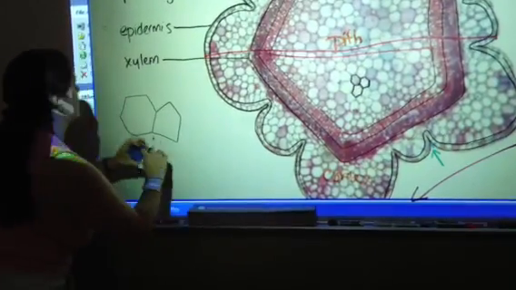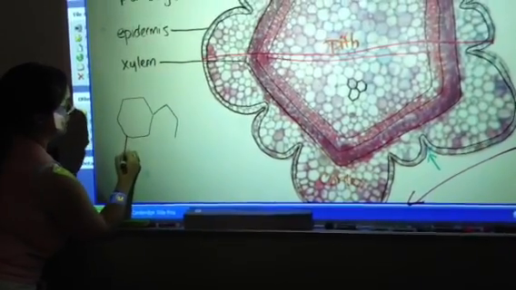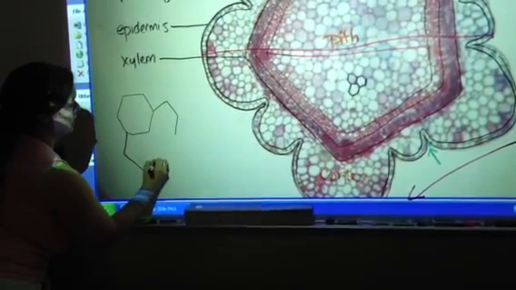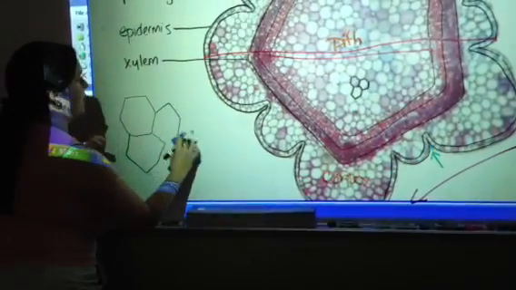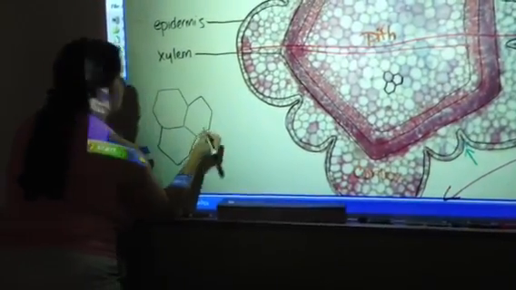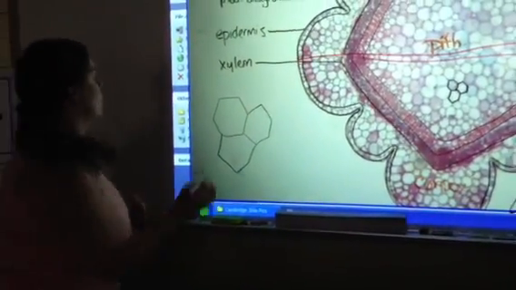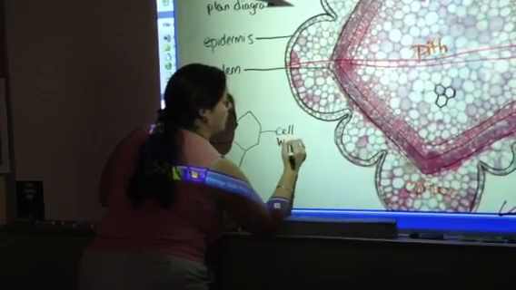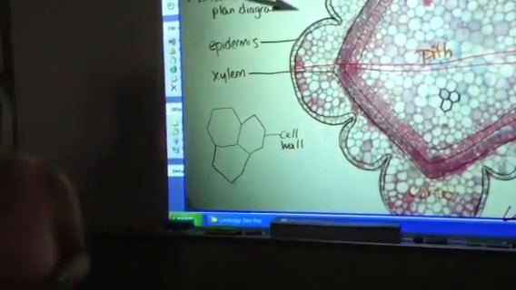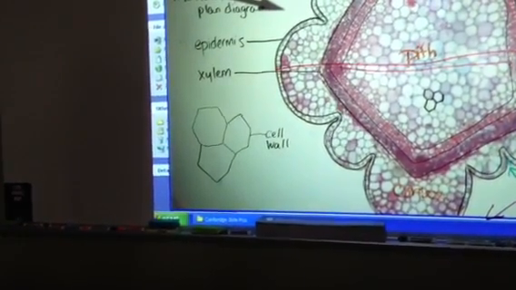Hang on 1 second. I want to make sure it actually looks like what you're doing. There. Now they want you to sit there and label the cell wall. And that completes question number 3 on that paper.